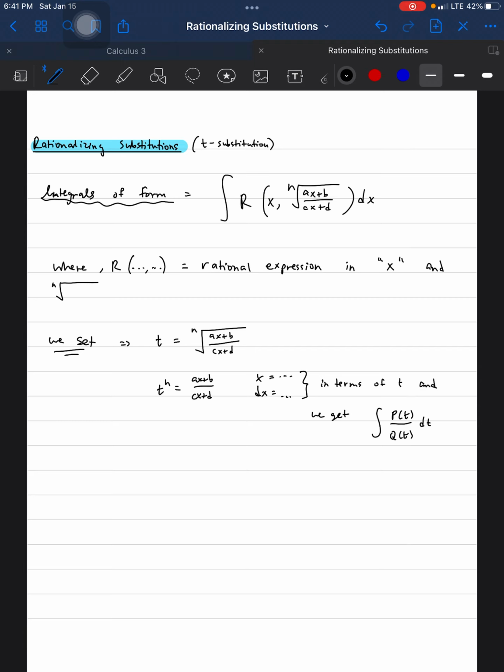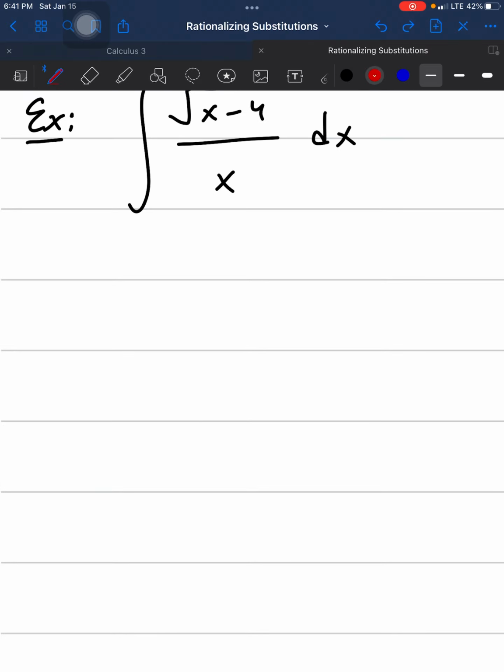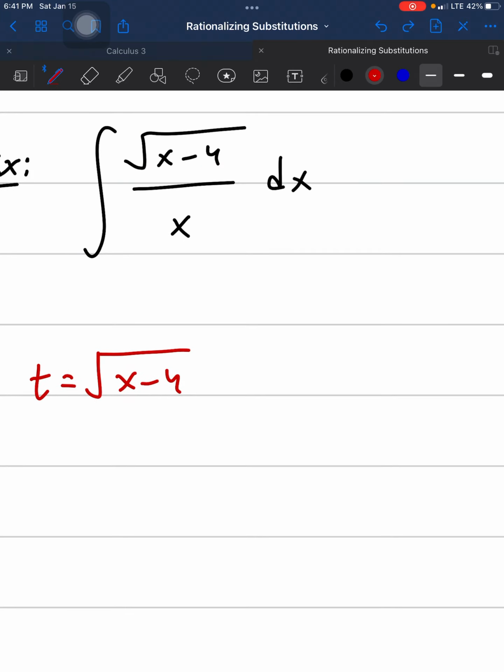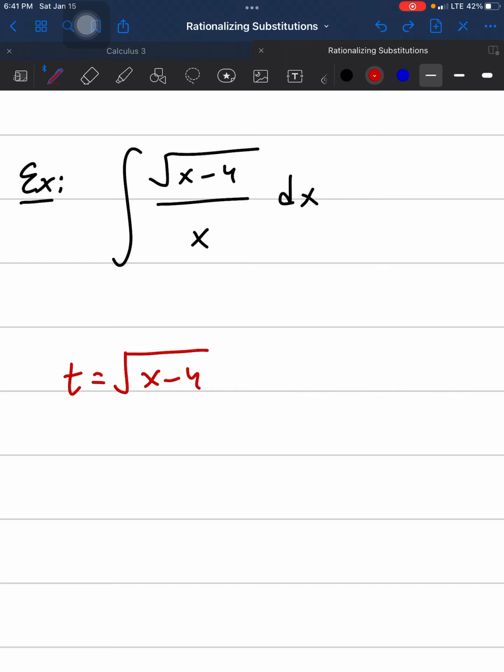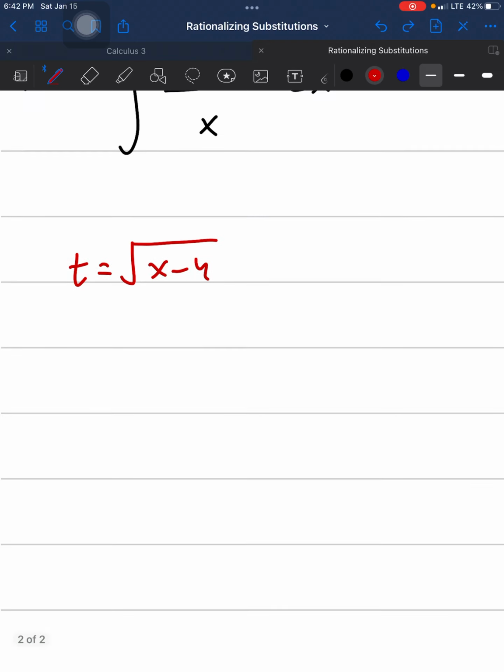Previously we said that we want to set whatever the radical root we have to T. So let's do that. Let's say T is equal to radical x minus 4. That's the only radical I see here. Now, we also see there's an x on the bottom. So in order to make this in terms of T, we need to solve for x as well, so we have something we can substitute for x. So let's solve for x.